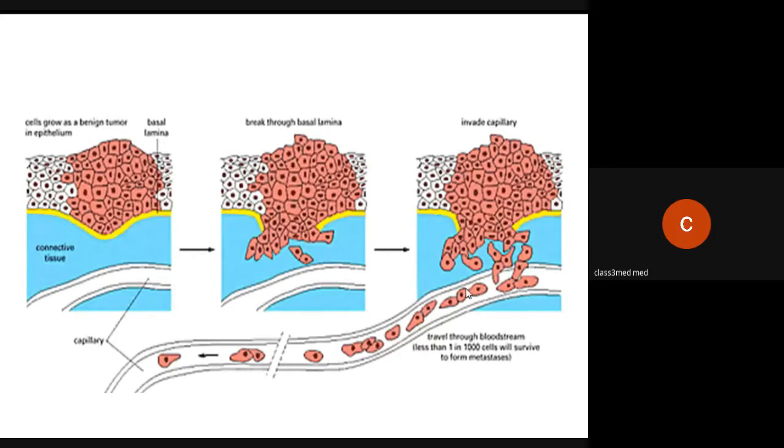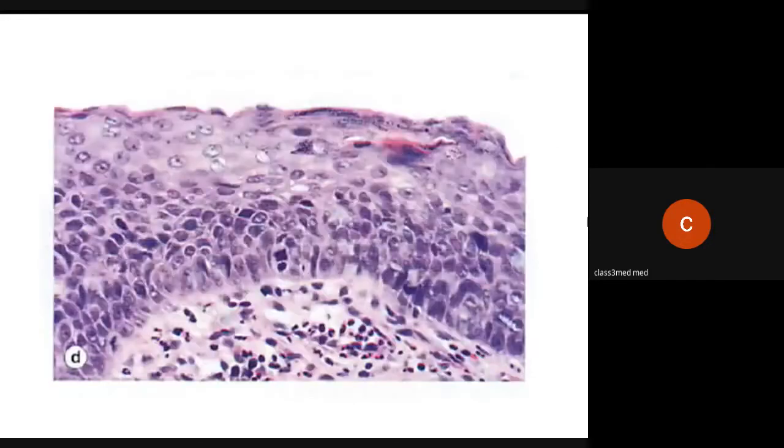Okay, so we have these terms that need to be remembered. What is atypia? What is dysplasia? What is intraepithelial neoplasia or carcinoma in situ? And what is invasive carcinoma? Now, there is a general term used in oncology. You know what is oncology? Science of a tumor. Okay, the science that deals with tumors is called oncology.